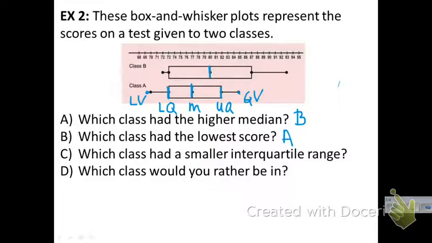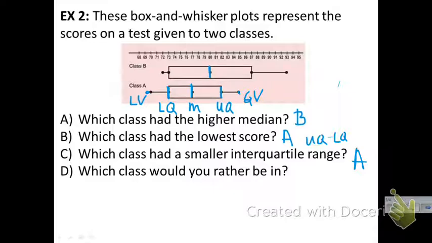Which class had the smaller interquartile range? The interquartile range is the upper quartile minus the lower quartile, or the distance from the lower quartile to the upper quartile. So you can see that class A has a much smaller box than class B.